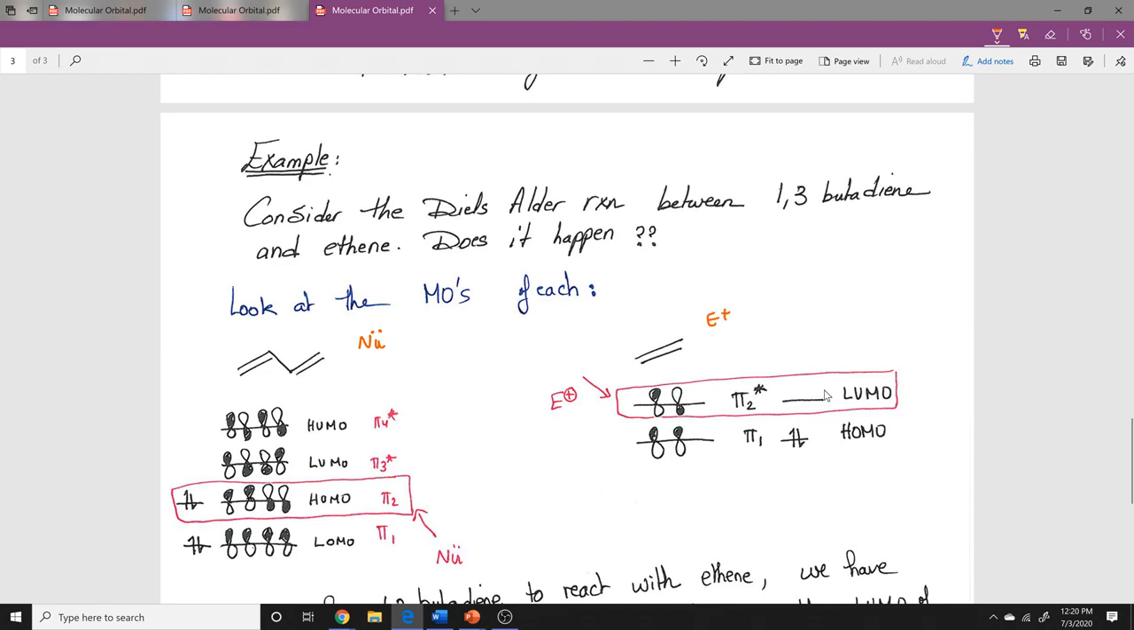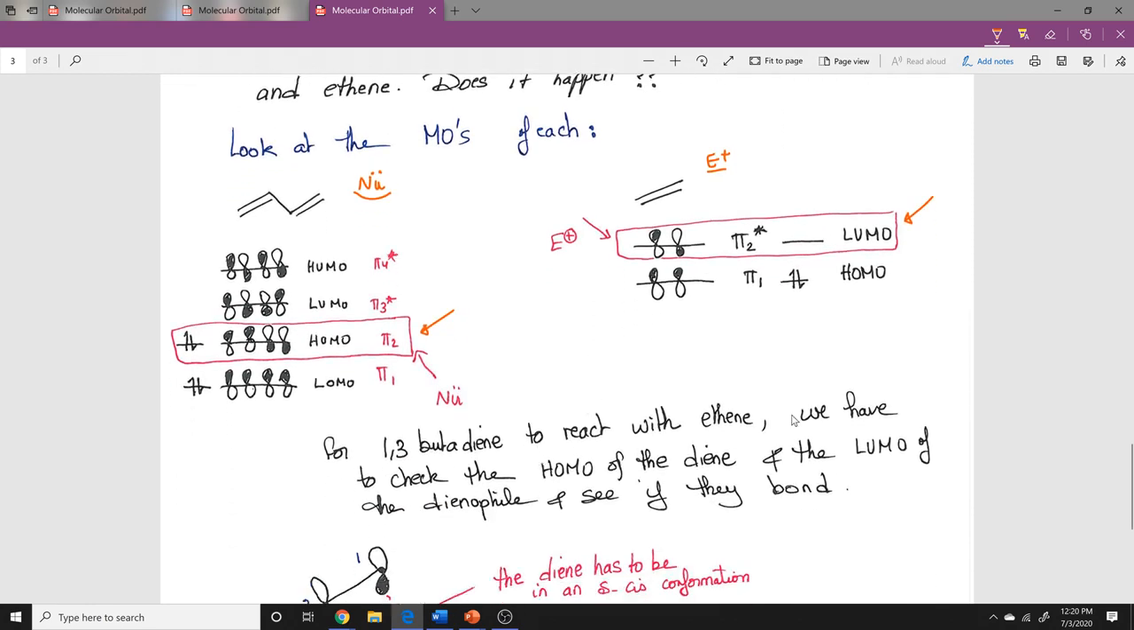Okay? So I know that this is my nucleophile, so I have to draw its molecular orbitals and pick the highest occupied molecular orbital of the nucleophile. And do the same thing for the electrophile and pick the lowest unoccupied molecular orbital of the electrophile. And then see if there is any sort of bonding interactions or anti-bonding interactions between them.